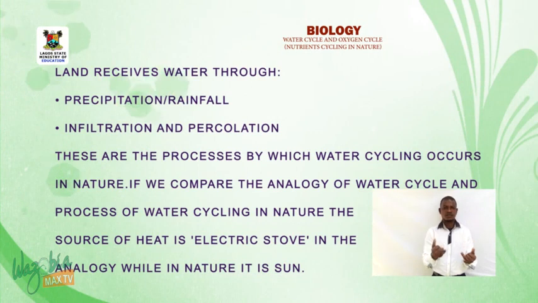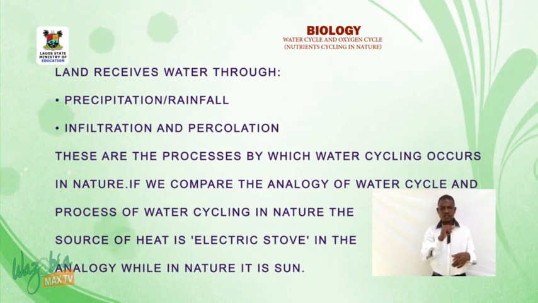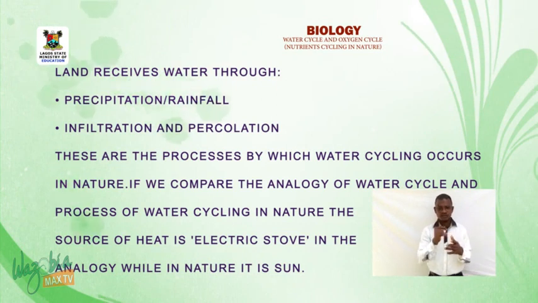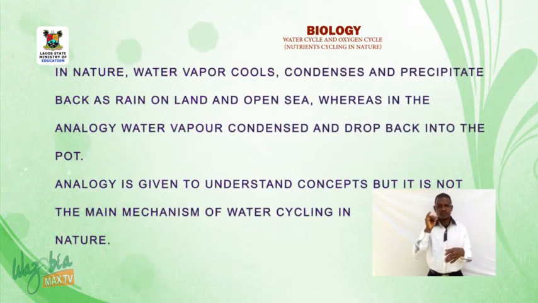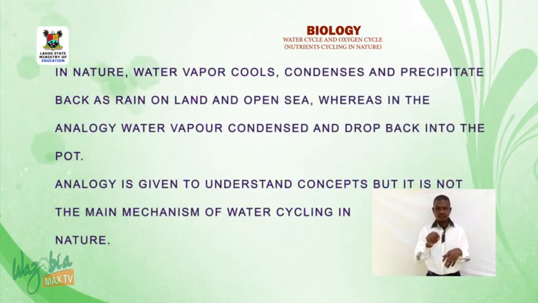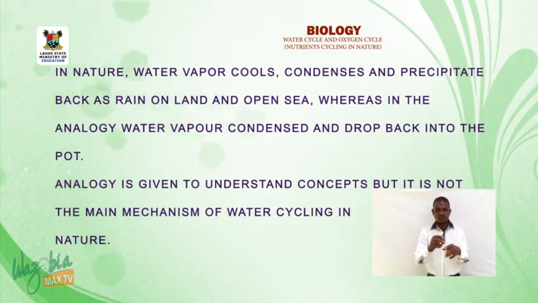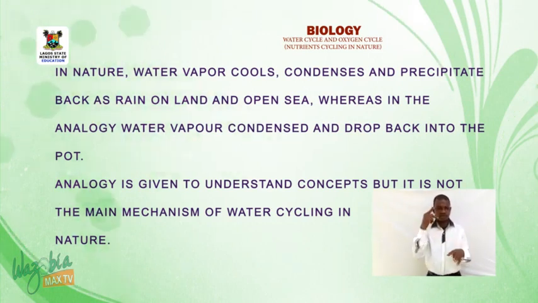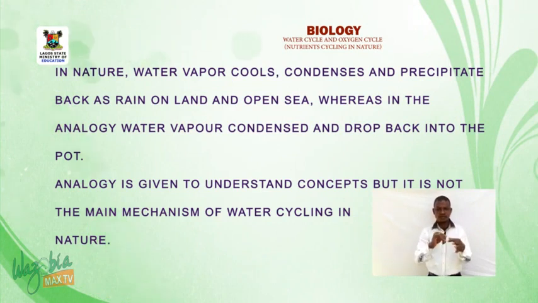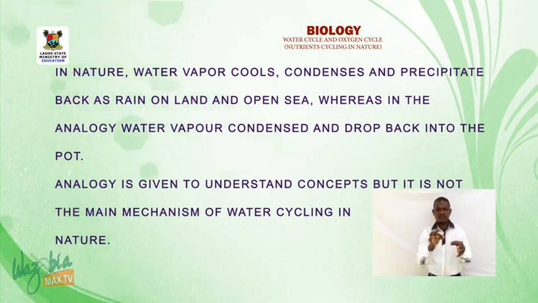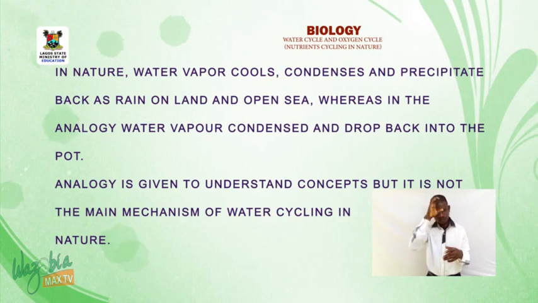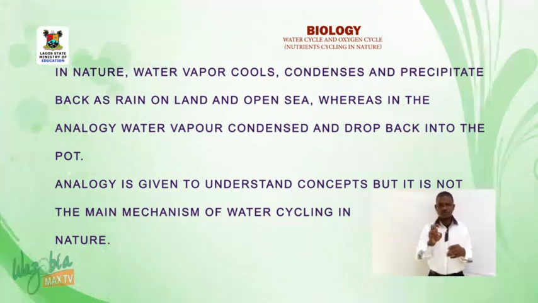Now, if you compare the analogy on water cycle and process of water cycling in nature, the source of heat is the electric stove in the analogy, while in nature it is the sun. In nature, water vapor cools, condenses, and precipitates back as rain on land and open sea, whereas in the analogy, water vapor condenses and drops back into the pot. Analogy is given to understand concepts, but it is not the main mechanism of water cycling.